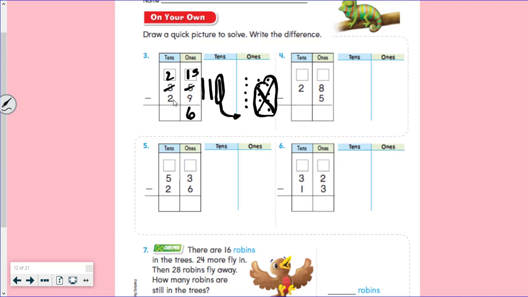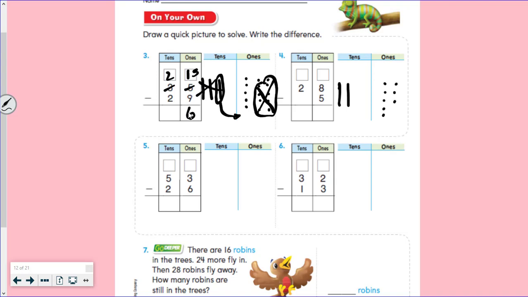And then my 10s, I got to take away 2 10s. Oh, that's all my 10s. So there's no 10s left. So I don't write anything because you don't write 0. So 6. 35 minus 29 is 6. All right, you do 4, 5, 6, and then we'll check them together. How about you do 4, pause your video, do 4, and then I'll go through it.